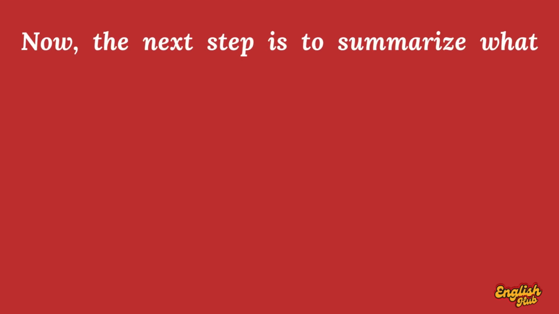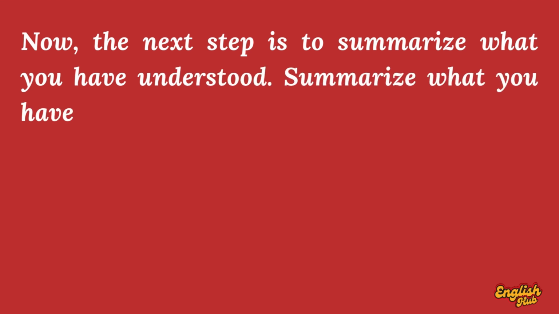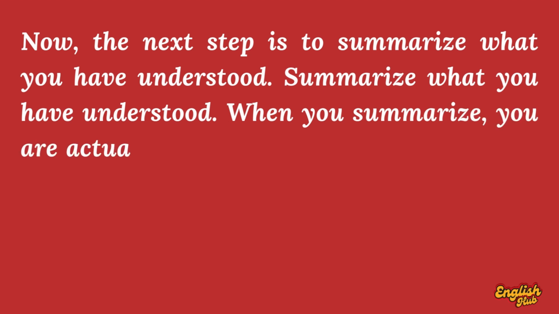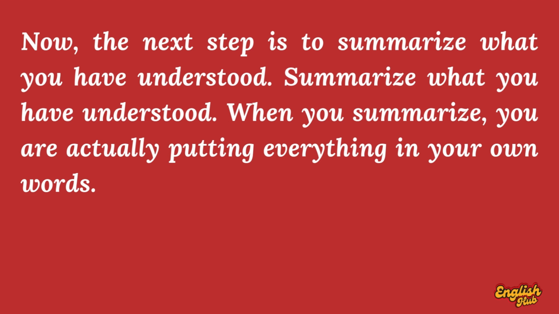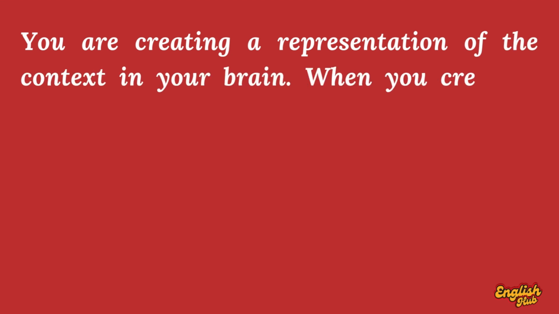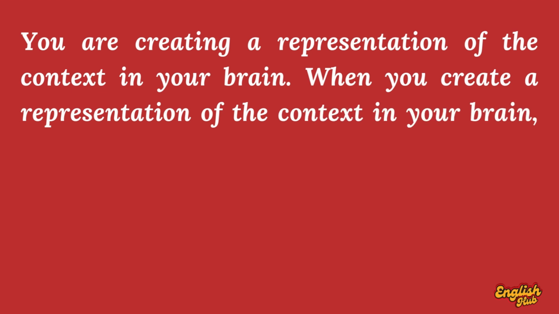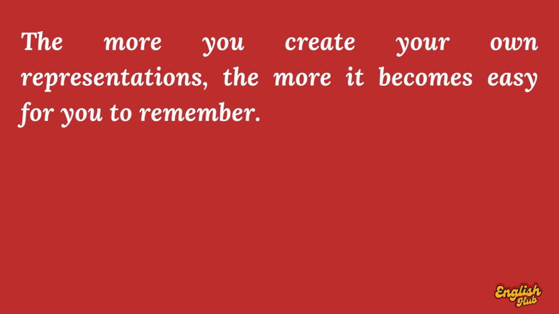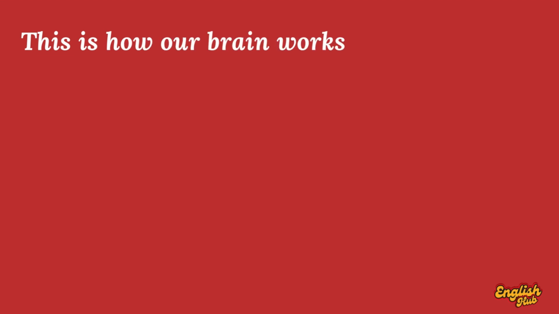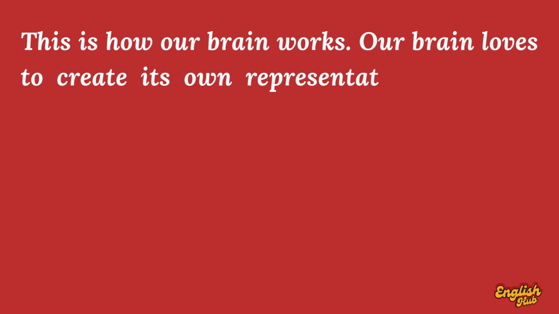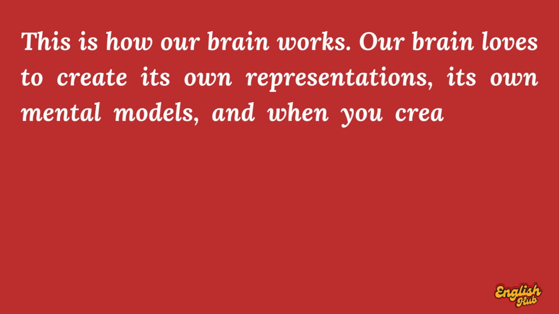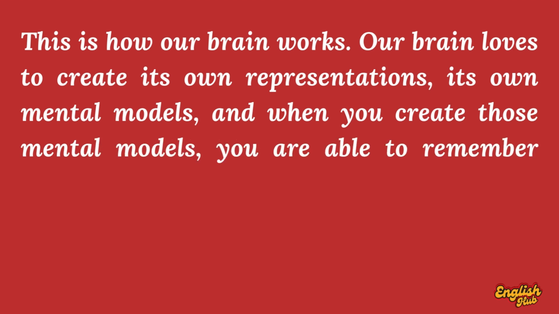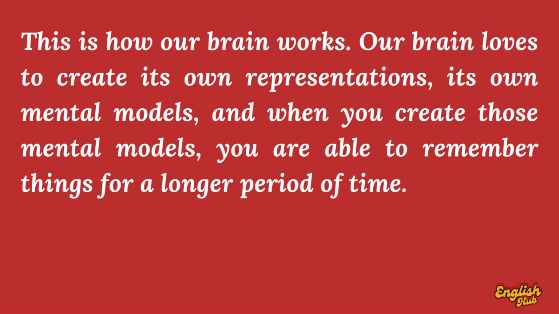Now, the next step is to summarize what you have understood. When you summarize, you are actually putting everything in your own words. You are creating a representation of the context in your brain. When you create a representation of the context in your brain, it becomes easier for you to remember. The more you create your own representations, the easier it becomes to remember. This is how our brain works. Our brain loves to create its own representations, its own mental models, and when you create those mental models, you are able to remember things for a longer period of time.